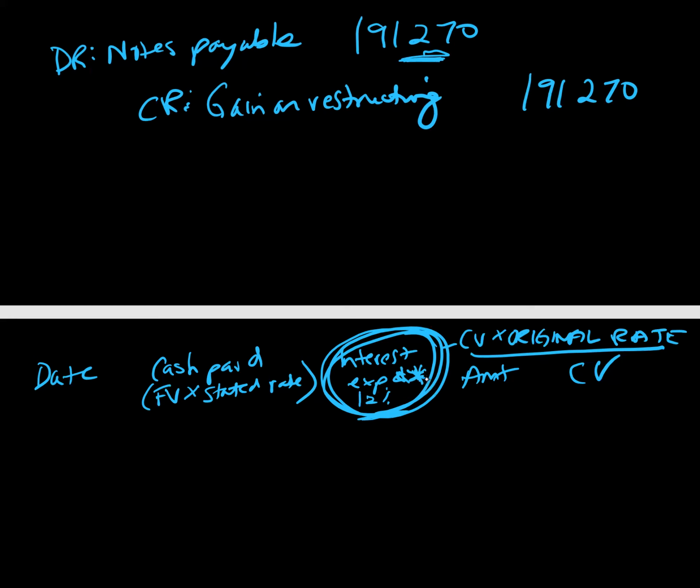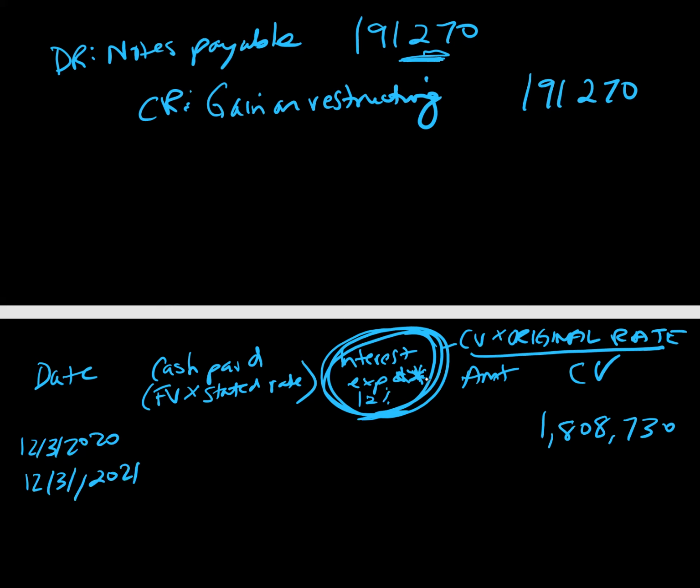So let's write down our periods here. So we're going to have 12/31/2020. What do we have in our statement of financial position? Well, we know we have the debt recorded at the present value, which is 1,808,730.